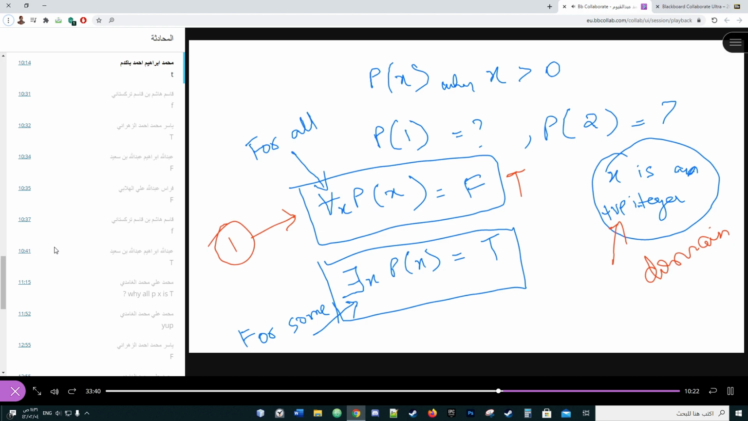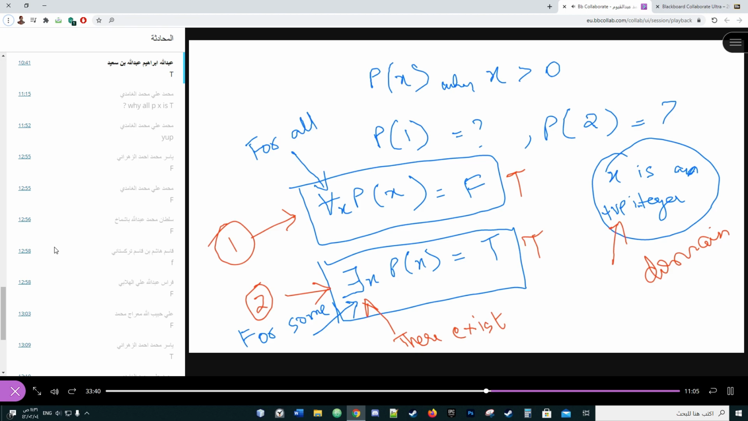Now for all positive integers, x is greater than 0. So it is true. What about the next expression, the second one? For some positive integers it is true. Think again. For some it is true. For 6 it is true. For 7, for some it is true. Or there exists at least one x where the expression is true. So this also is true.